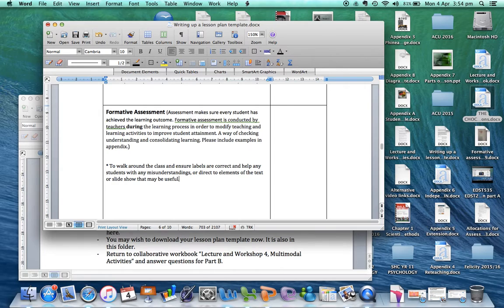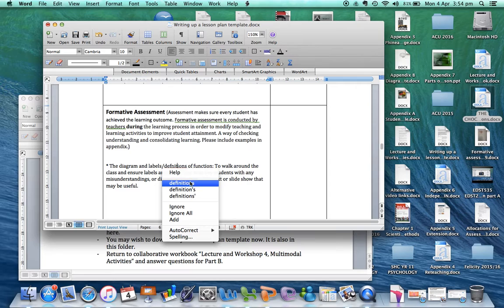Okay, so formative assessment, of course, the diagram. Sorry, I should be putting that preceding there. The diagram and labels, definitions of function. Okay, that's going to be a great formative assessment for me to be able to see if they understand parts of the brain and their function, and also where they're actually correctly located.